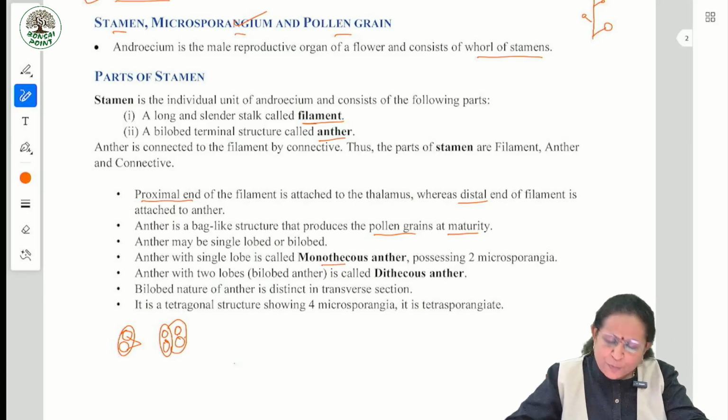A single-lobed anther is said to be a monothecous anther, a bilobed one is said to be a dithecous anther, and it is a tetragonal structure showing 4 microsporangia, that is, tetrasporangiate.